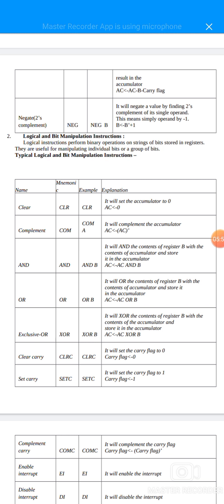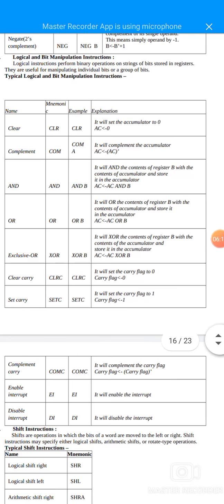The first will set the accumulator to 0: AC <- 0. The second will complement the accumulator: AC <- AC'. The third will AND the content of register B with the content of the accumulator and store it in the accumulator: AC <- AC AND B. The other explanations will be displayed on the screen.